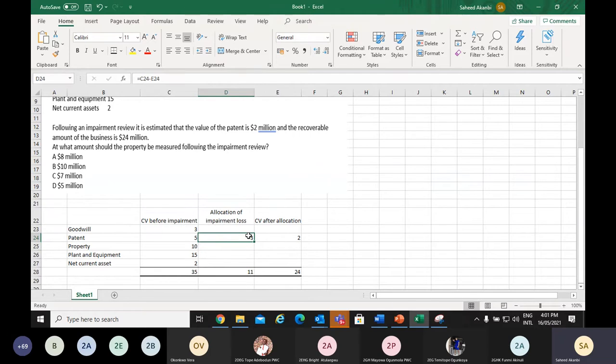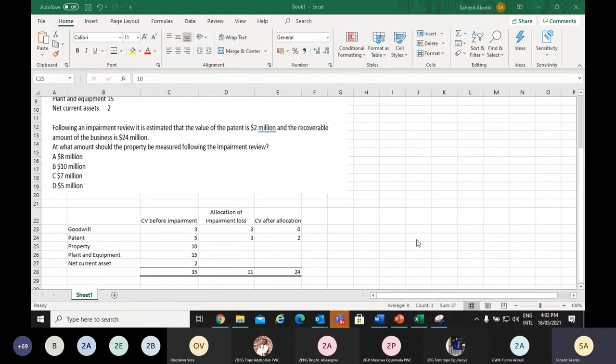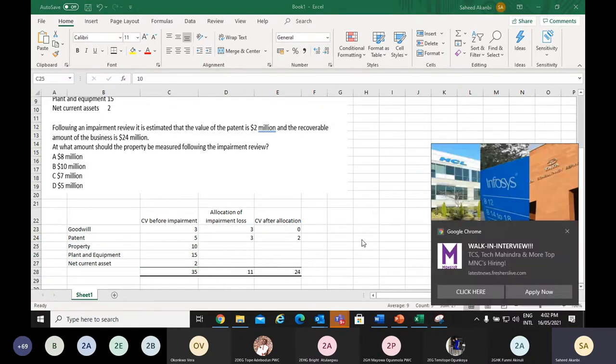What is the second principle? 100% to be allocated to goodwill. How much is goodwill? 3. How much is remaining? 8. Automatically, 3 can be taken against 3 to ensure the carrying value is 0. How many assets are remaining? 3: property, plant and equipment, and net current asset. However, the standard requires that for the purpose of allocating impairment loss to a CGU, please disregard current asset. So the carrying value for this one will remain 2.